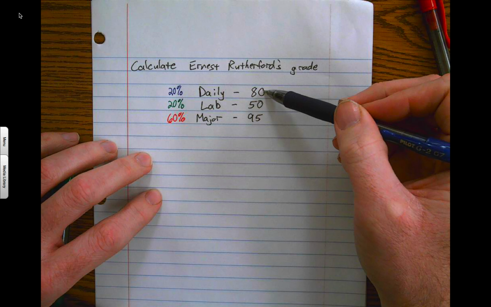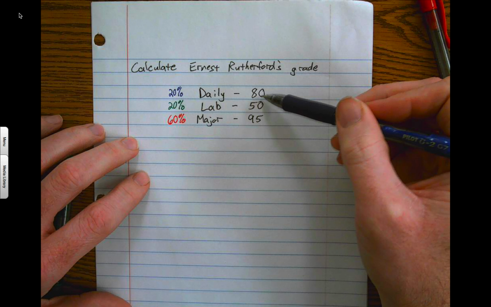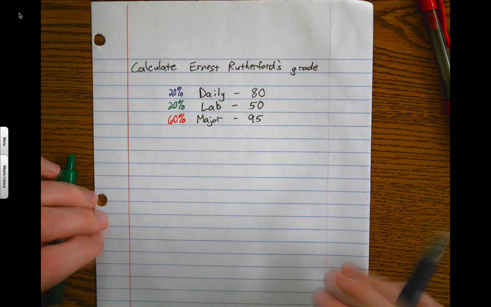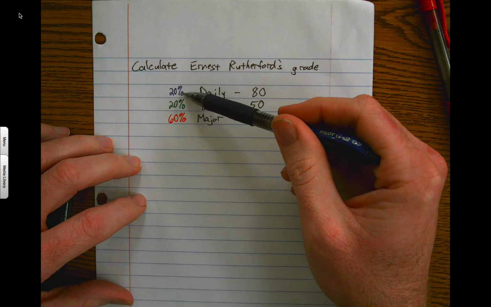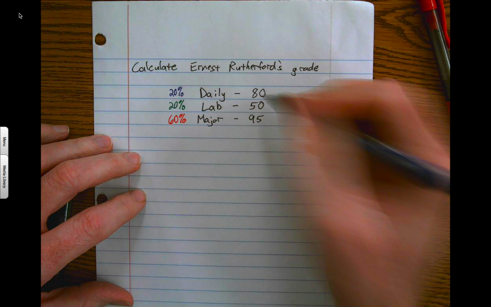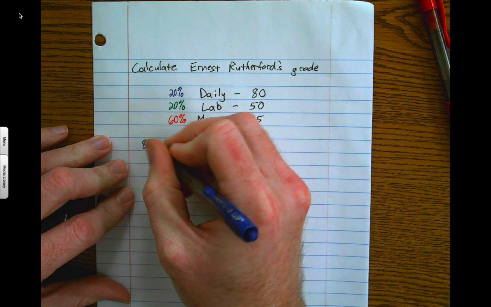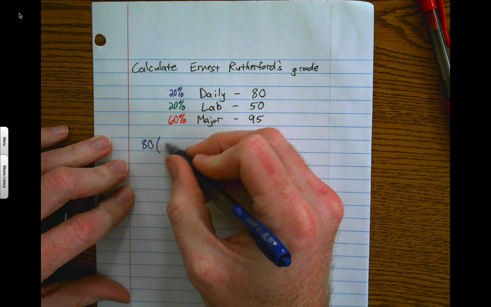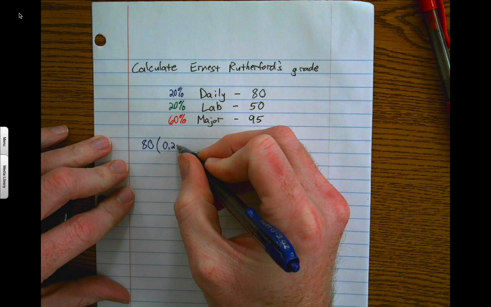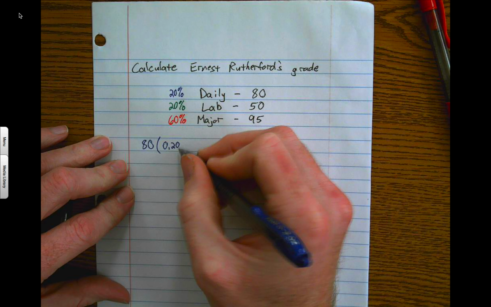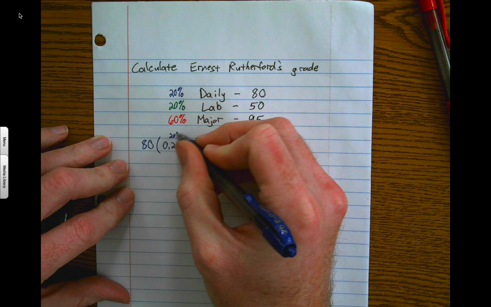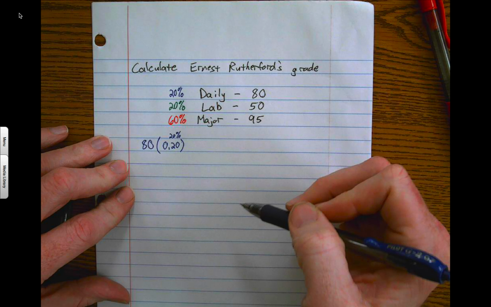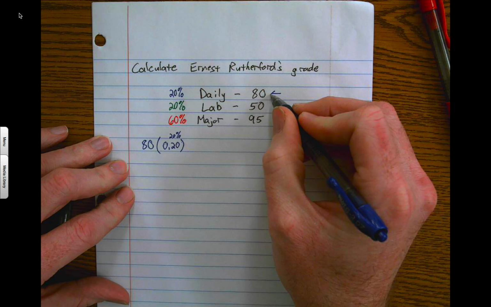You can't just average the three of these together. You can't add these up and then divide by 3. That doesn't give you the correct weight. We need the right percentages in there. So what you do is you take the 80 and you multiply it by 20%. So this is going to be 0.2 or 0.20, which is 20%, right? All you have to do is move the decimal over 2 places. So that is your daily grade.